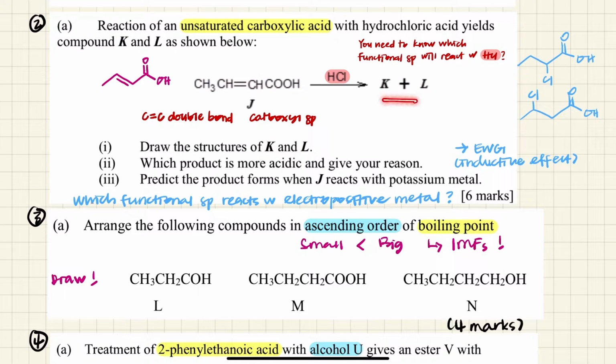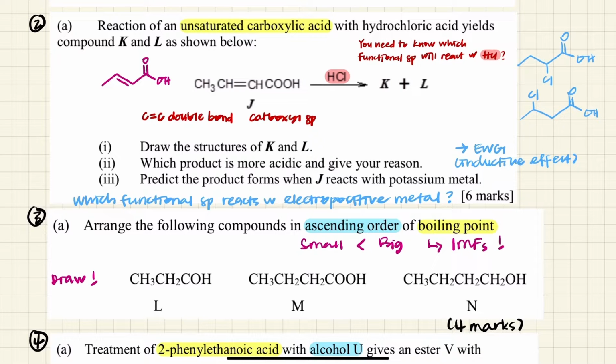So we want to know what products you will form. You have two products. So you need to recall, does alkene react with HCl? Does carboxylic acid react with HCl? If you remember, the carboxyl group does not react with HCl, but it reacts with PCl5 if you want to substitute the OH with a Cl atom. So for alkene, it will react with HCl.